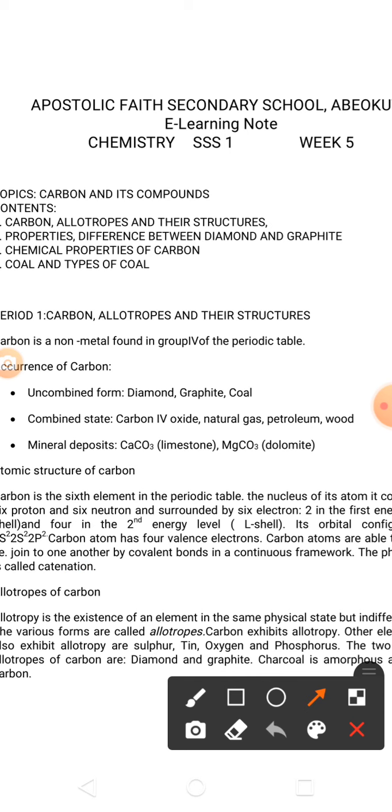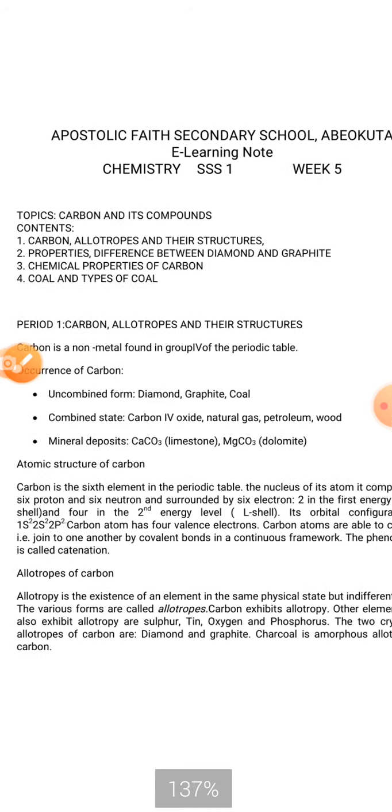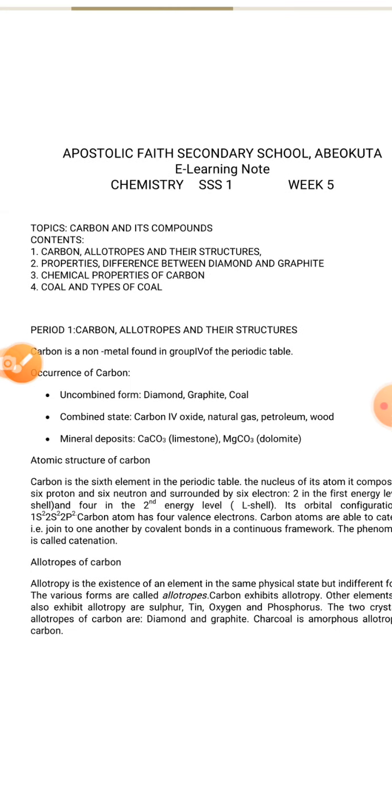So that's catenation. So let's go back to allotropes of carbon now. There are two major allotropes of carbon. You have crystalline allotropes of carbon, and non-crystalline or amorphous allotropes of carbon. When you say something is crystalline, it has definite shape.